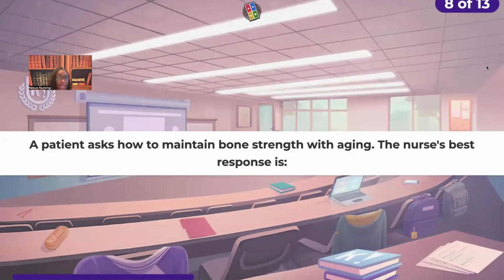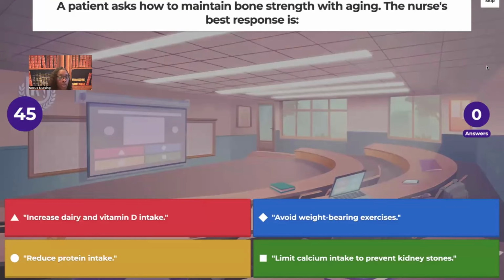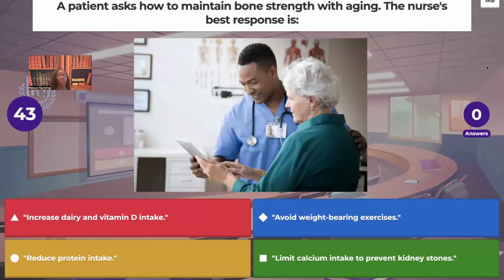Okay, a patient asked how to maintain bone strength with aging. The nurse's best response. So now we're talking about bone strength, right? The patient who's at risk for osteoporosis. Okay. What would you teach them? Increase dairy and vitamin D, avoid weight bearing exercises, reduce protein intake, limit calcium intake to prevent kidney stones.